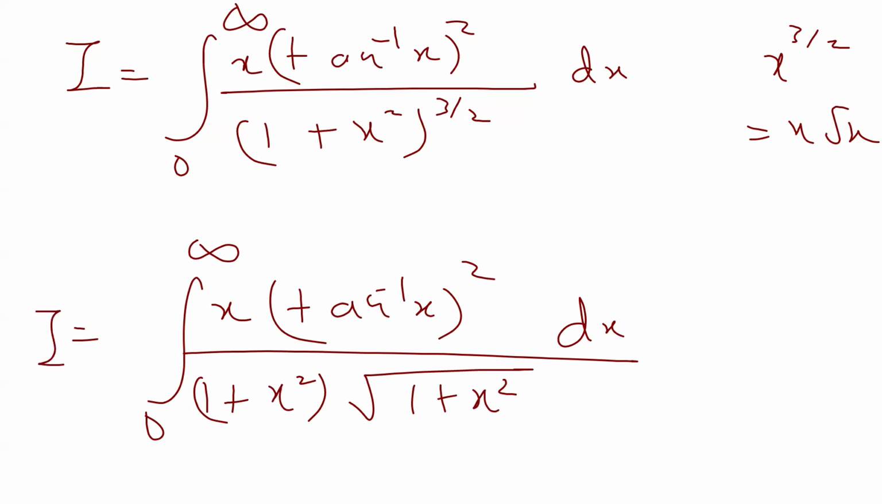Now what you have to do is take tan inverse x as t, because the derivative of tan inverse x, 1 upon 1 plus x square, is present in the problem. So put tan inverse x equal to t.